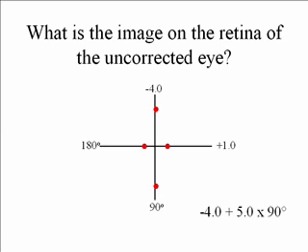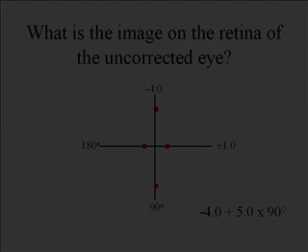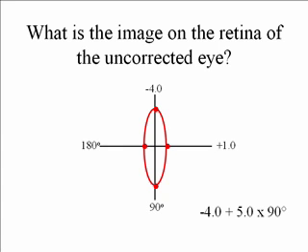And all that I need to do now is to connect the dots to see that the image on his retina when he's not wearing spectacles looking up at the nighttime sky is going to be an oval with its long axis oriented vertically. Very, very simple, but only simple if you use power crosses.